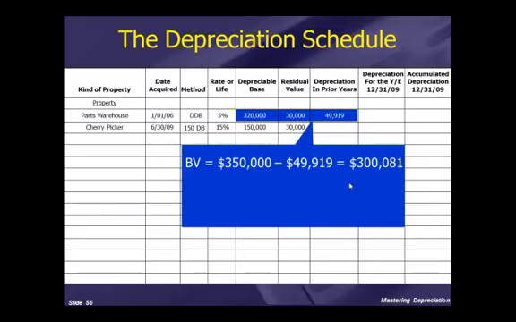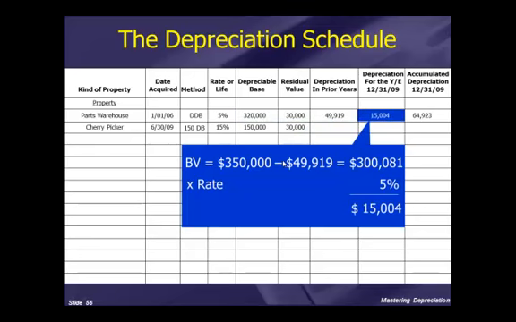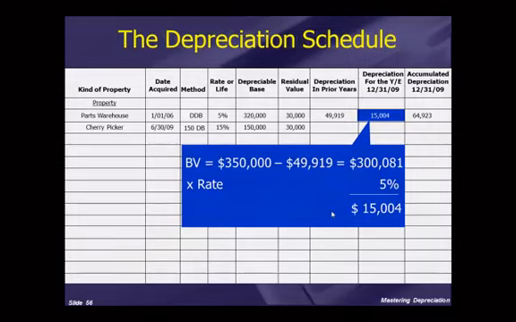So the book value, 350,000 minus 49,919 equals 300,081. The cost here of 350 came from the 320 depreciable base plus residual of 30. All right, then you're going to take the 300,081 times the 5% rate, the double declining balance rate, and that's where you get the 15,004, which is the depreciation for year-end 12/31/09.